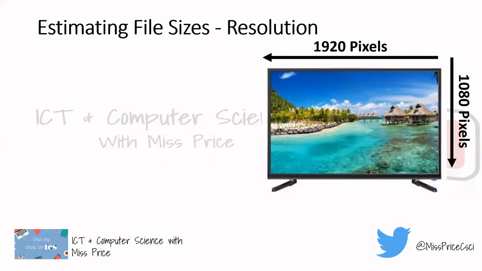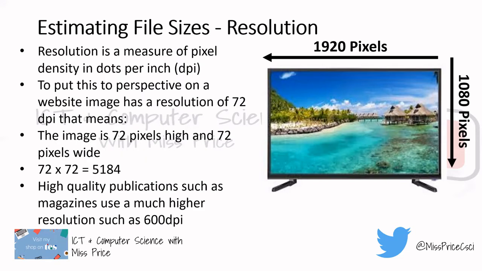So if we look at this TV here, and I know it's not a very good picture, but it's 1080 pixels in length, and then 1920 pixels wide. Okay, so that is how many pixels are actually in that TV. Now, obviously, the more there are, the smaller the pixel, so then the better the quality of the image and the better the illusion, okay, better the resolution.